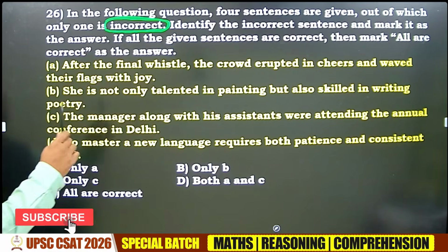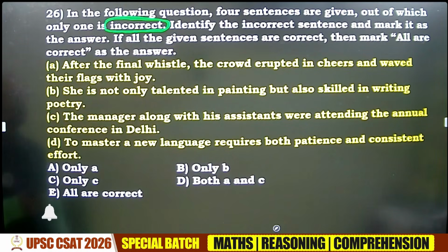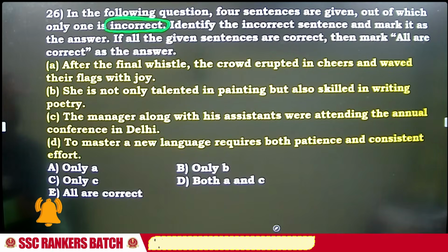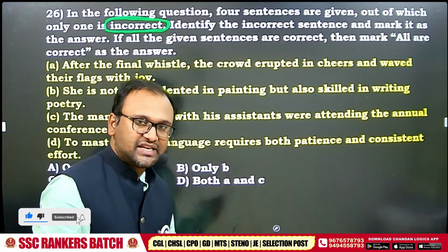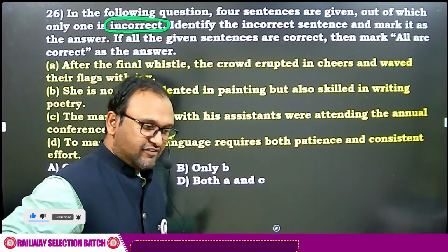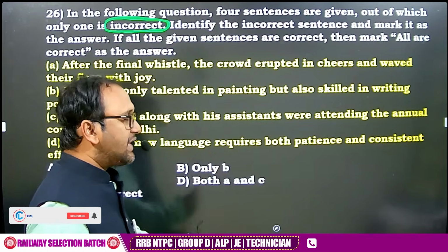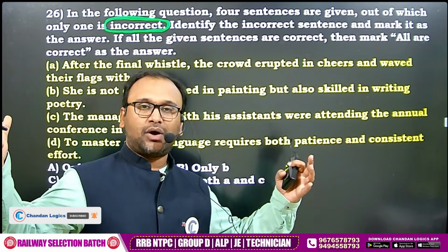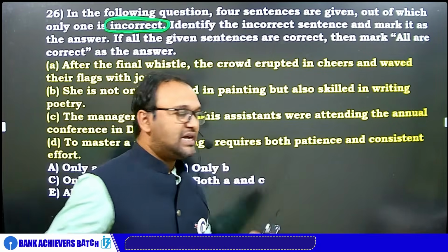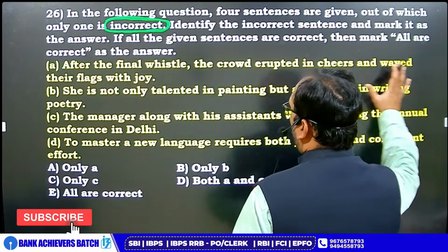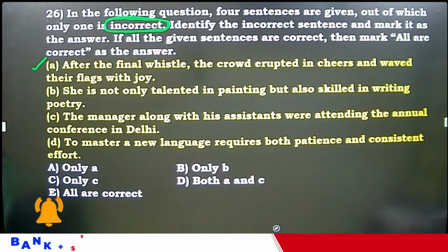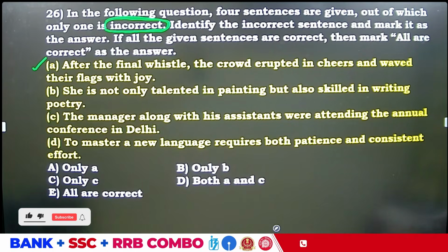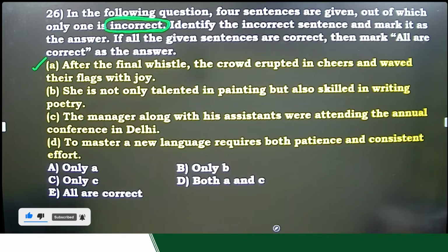After the final whistle, the crowd erupted in cheers and waved their flags with joy. After the final whistle. So if we had the final whistle, like in a running race, 1, 2, 3, go, whistle, everybody starts running. The crowd erupted. Erupted means come out with force. Erupted in cheers and waved their flags with joy. Honestly, this is a beautiful sentence. There is no problem at all with this sentence, my dear friends.